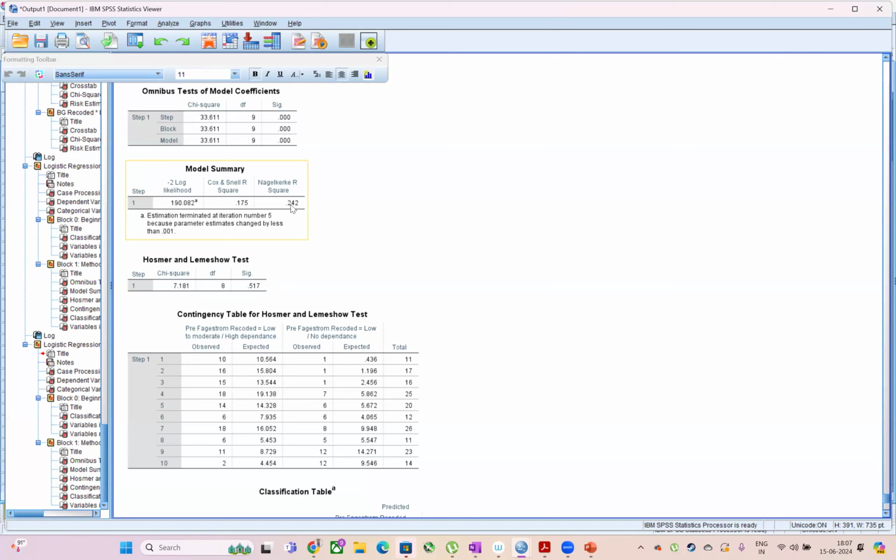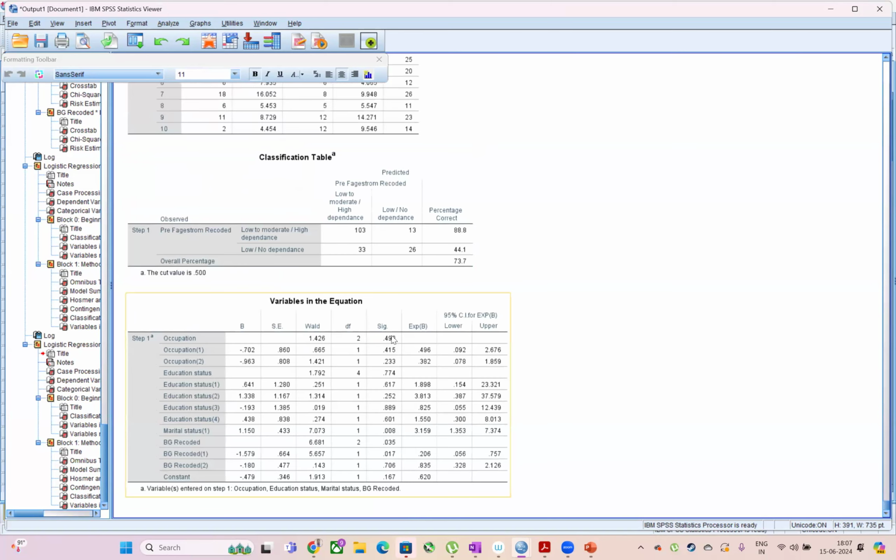Then you go down and check how many are statistically significant. For educational status, not statistically significant. Occupation, not statistically significant. Marital status, significance is there. Look at the odds ratio, protective or risk. So 3.1 times increased risk. BG Prasad socioeconomic status, significant. So whether it is protective or risk: since the odds ratio is less than 1, it is protective.